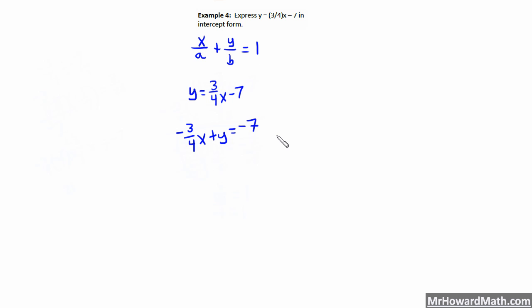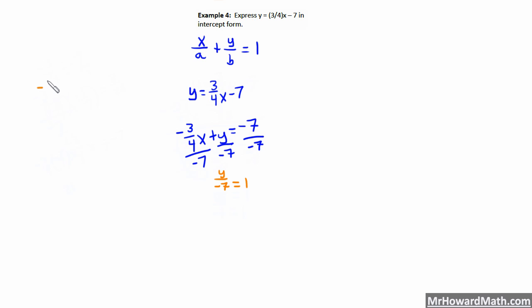So how can I make negative 7 equal to 1? Well, anything divided by itself is equal to 1, so I just divide that by negative 7. When I do that, I have to divide this by negative 7 and divide this by negative 7. When I'm done with that, I am going to get equals 1 over here, and I've got y over negative 7 here. Now this part is a little more difficult because we're dividing a fraction by a number, so let's just work on that off to the side.